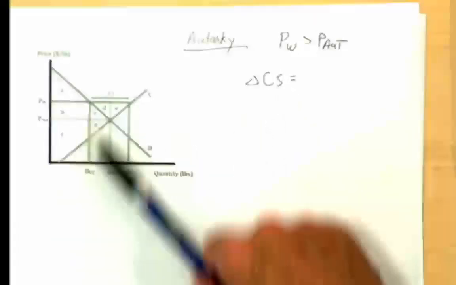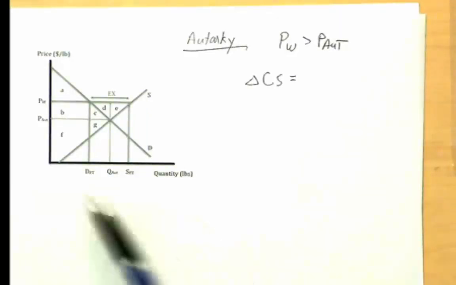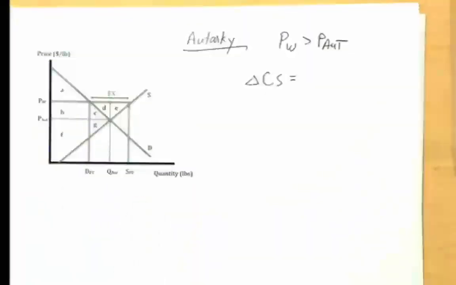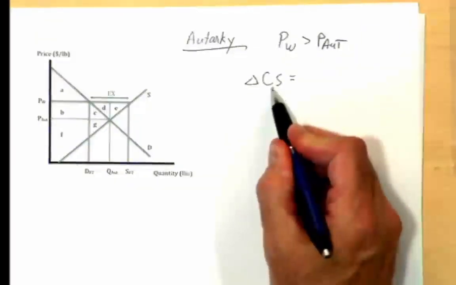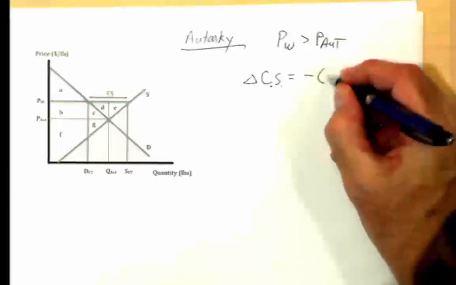Now that the price has gone up, what is their total quantity demanded in the market? Quantity demanded at the world price is going to be DFT. What's the price they face? It's going to be PW. So what is the consumer surplus accruing to them now? A. But what I want to do is delta CS. Delta means change in. So what is the change in consumer surplus as a result of opening up to trade? Is it positive or negative, first of all? Negative. It's going to be negative. And how much negative? B and C. So we can put minus parentheses B plus C.